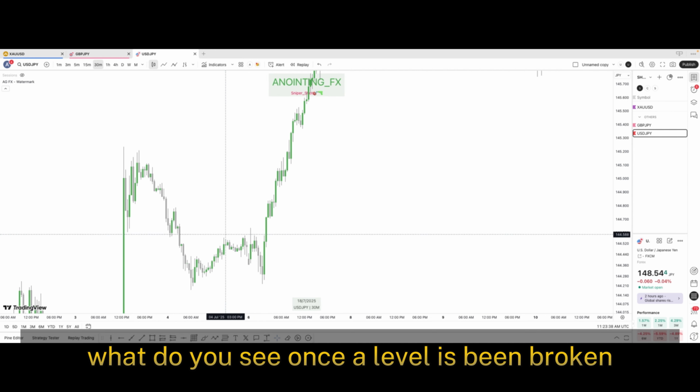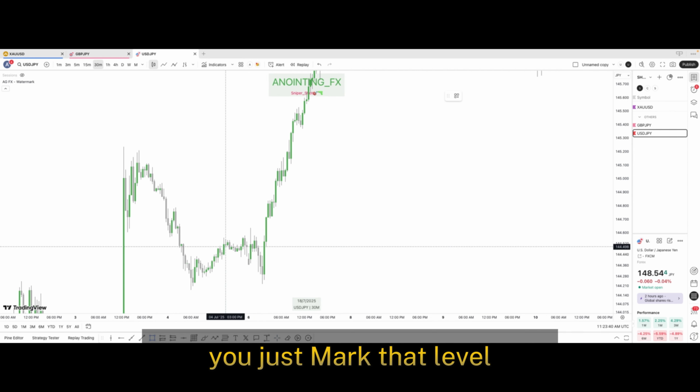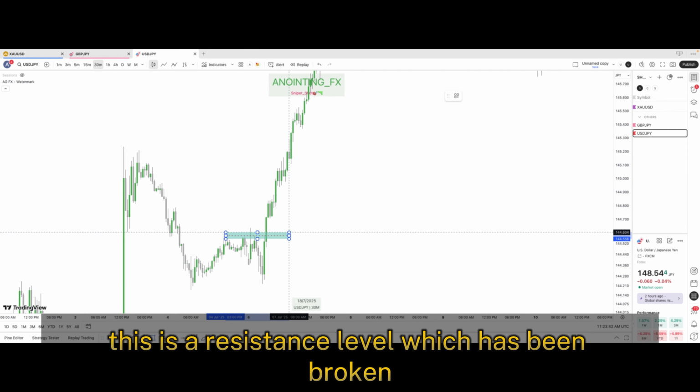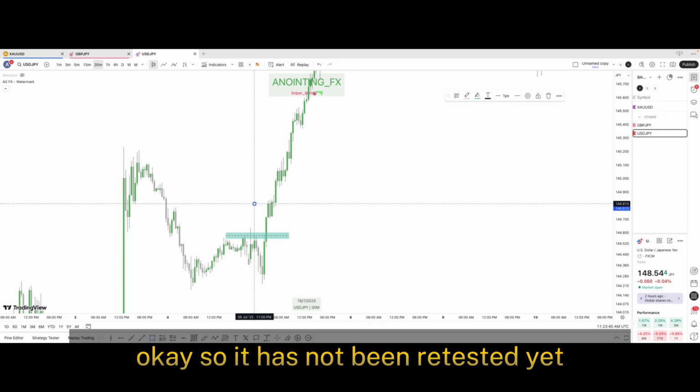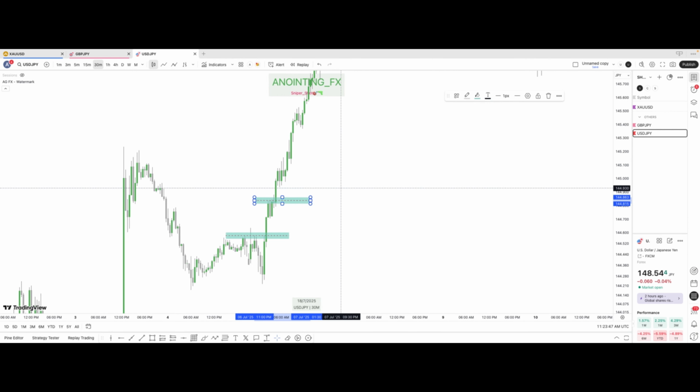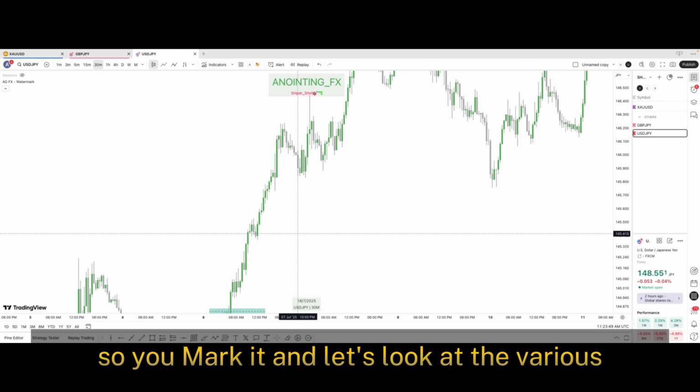Once a level is being broken, you just mark that level. This is a resistance level which has been broken. Okay, so it has not been retested yet, so you mark it.